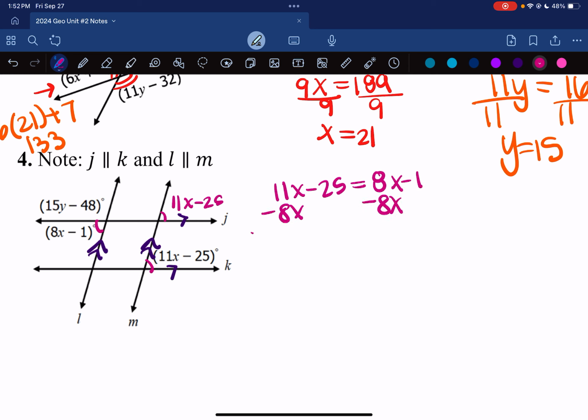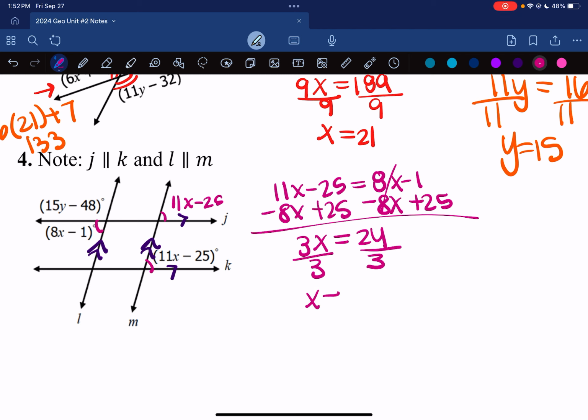So I'm just going to do two steps at once just to save us a little bit of time. So we get 3x equals 24, divide by 3. We get x equals 8. So then I would plug in here. So 8 times 8 minus 1 gives us 63 degrees.